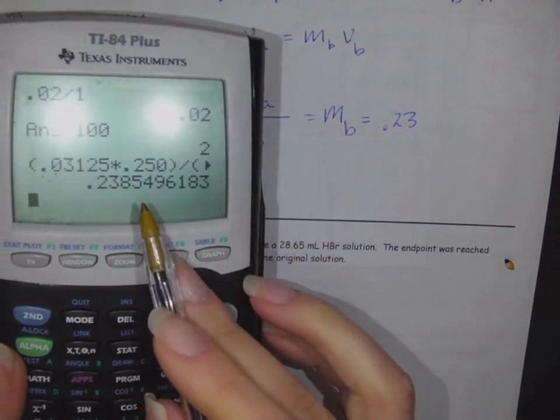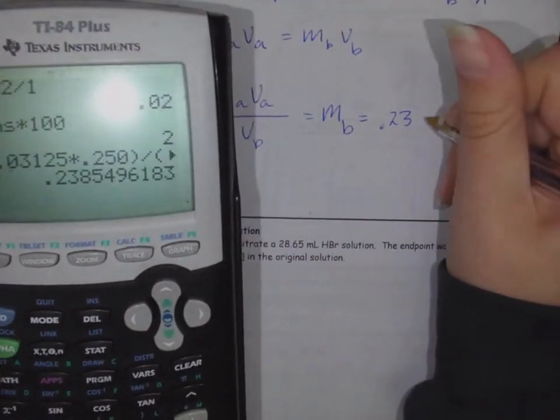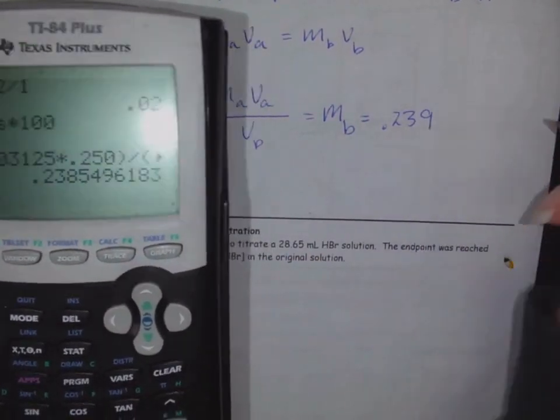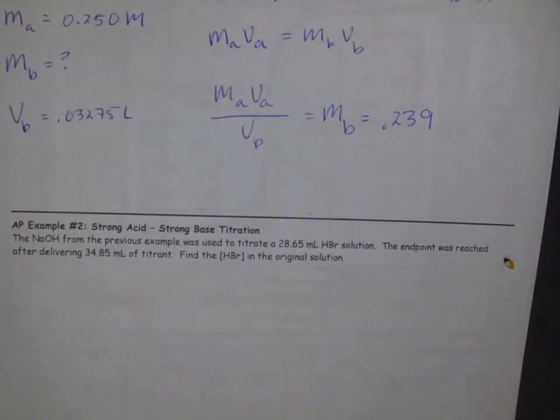0.23. Now there's an 8 and then a 5. So the 5 causes that 8 to round up, so it's going to become a 9. And this is molarity, concentration. So capital M, molarity. And there's the concentration of our base.